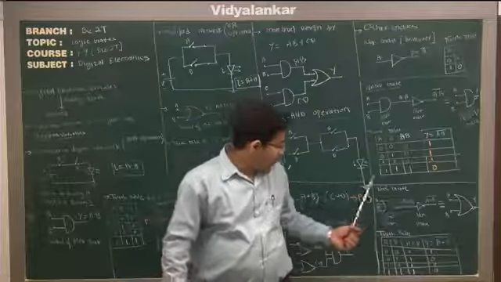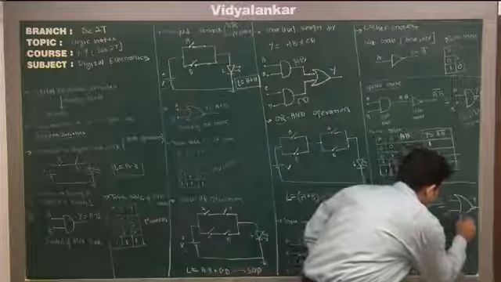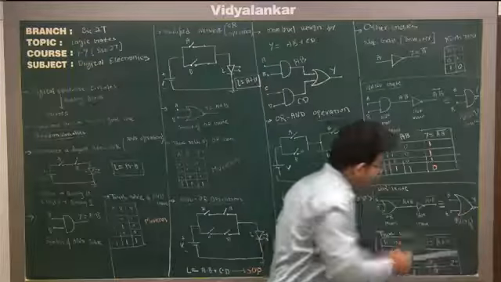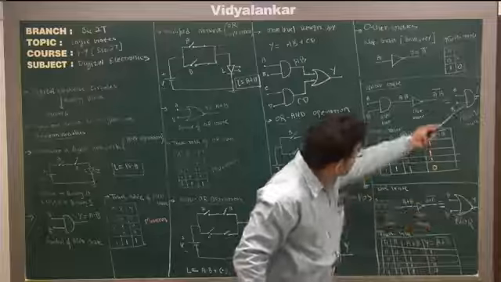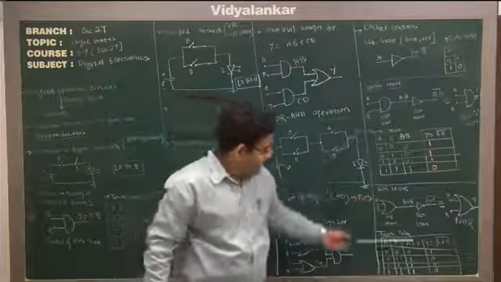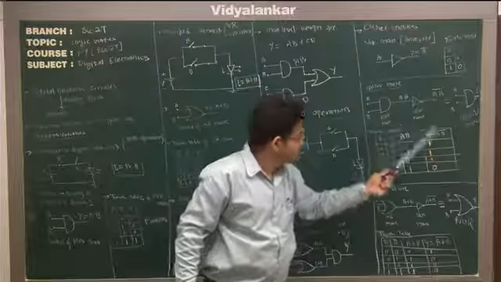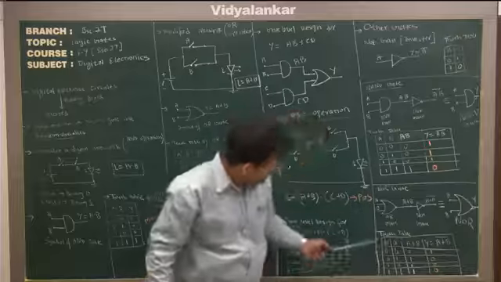Similar way, I can have NOR gate, that is OR plus NOT will give me NOR. So this is my symbol of NOR gate. See the bubble at the end. This bubble indicates NOT gate. NOR means OR plus NOT. This bubble indicates NOT gate for both the circuits.